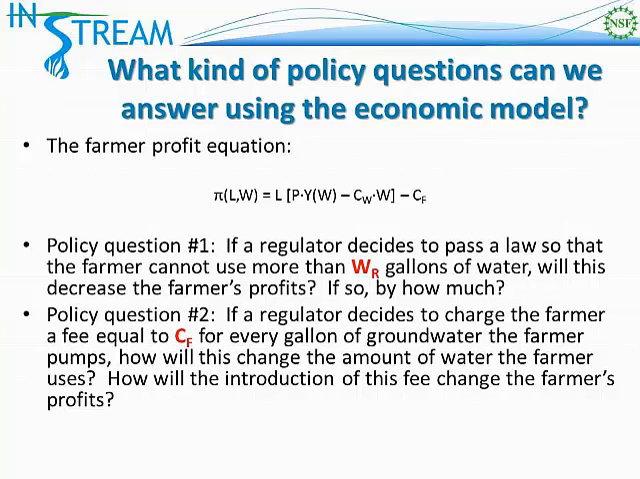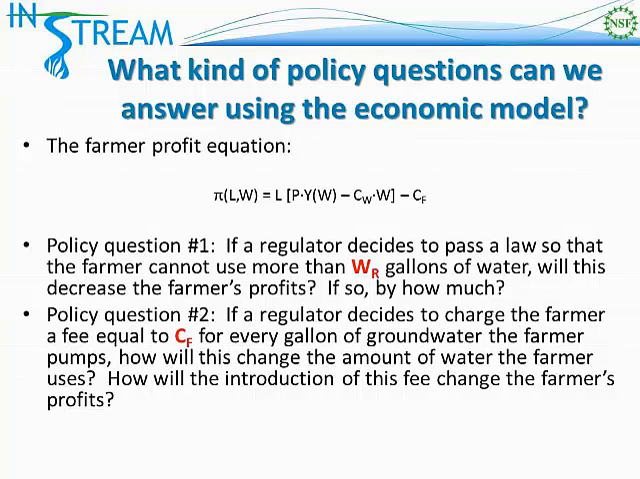Another policy question that can arise is if we think about a policy in which the regulator decides to charge a farmer a fee for each unit of water that the farmer pumps. For example, the fee could be some level C sub F. This kind of policy establishes a price for groundwater, a price to the farmer for the groundwater, in addition to the cost that the farmer already needs to incur in order to pump the water out of the ground.